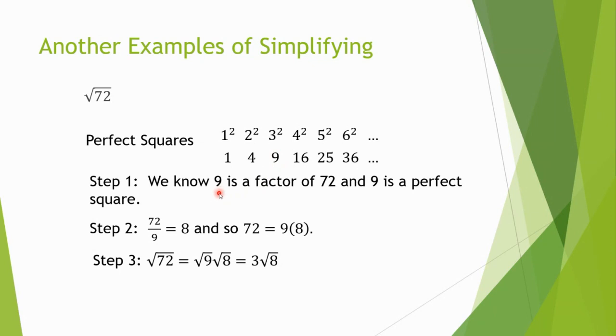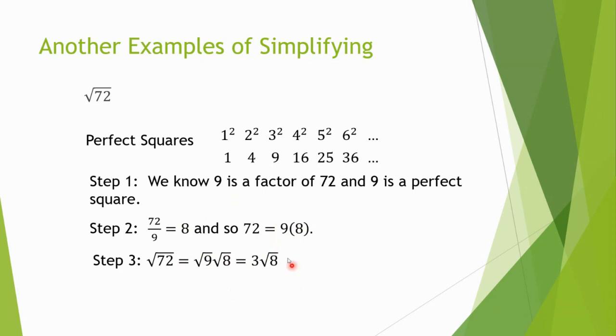What do we do next? We're going to factor. So we have 72 over 9, we know is 8. So 72 is 9 times 8. And then the square root of 72 is the square root of the product, and from there, we get the square root of 9 times the square root of 8. The square root of a product is the product of the square roots. Square root of 9 is 3, because 9 is 3 squared, and 3 is non-negative. So we get this.